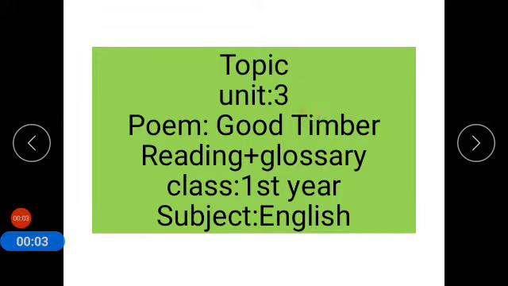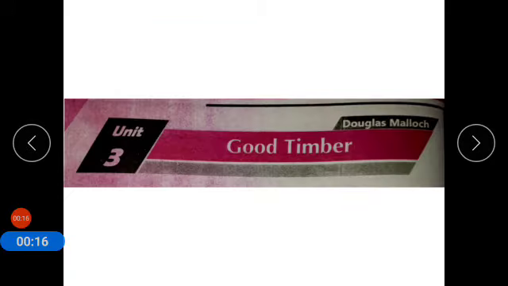This is unit number 3. Unit number 3 is a poem, and the title of the poem is Good Timber. Today we will do reading and complete the glossary of the poem. First year subject English, unit number 3, Good Timber. Good Timber is written by Douglas Malloch.